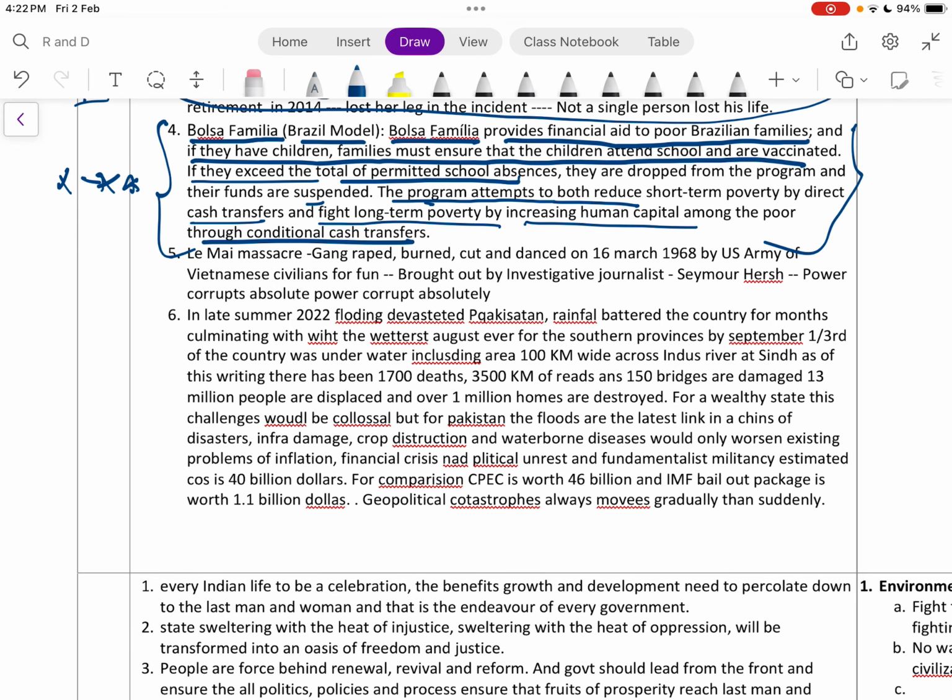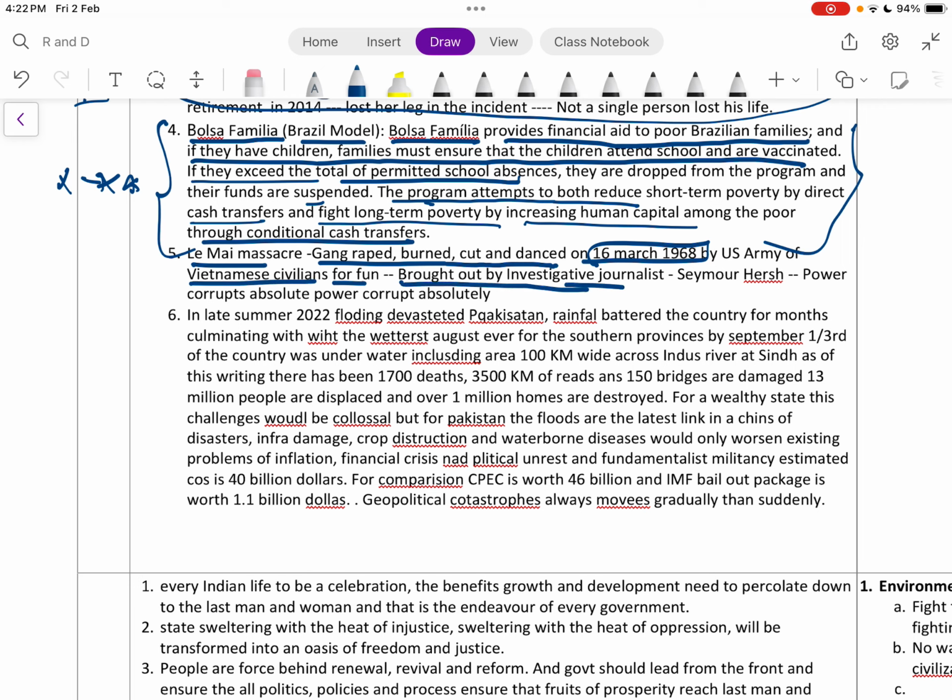My Lai massacre: gang raped, burned, cut and danced, on 16th March 1968 by the US Army in Vietnam against civilians, done for fun, brought out by investigative journalist Seymour Hersh. Power corrupts, absolute power corrupts absolutely.